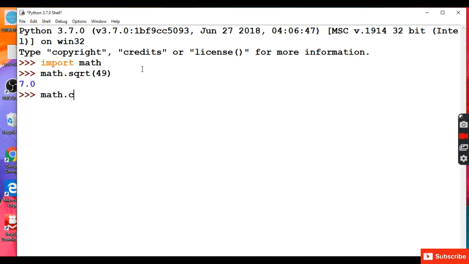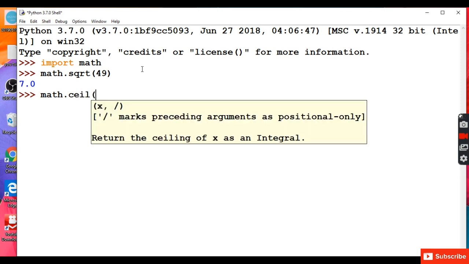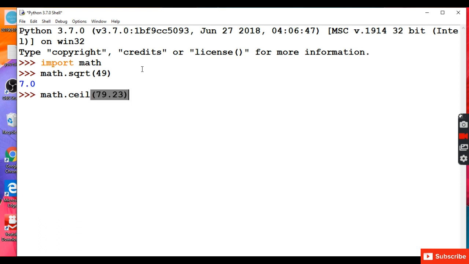Ceil function gives the smallest integer that is not less than that number. For example, math.ceil 79.23, हमारे पास आंसर आएगा 80.